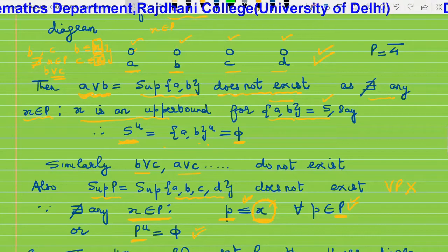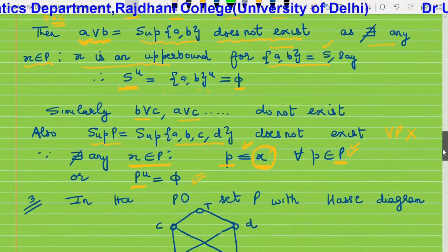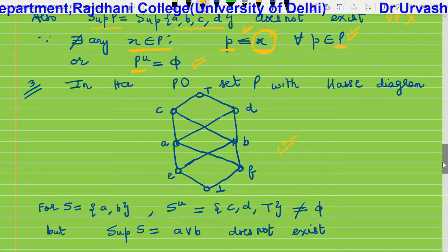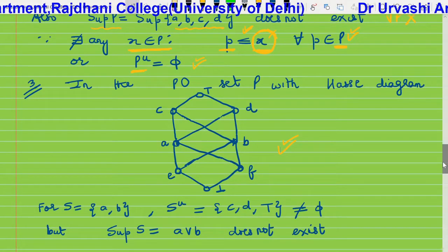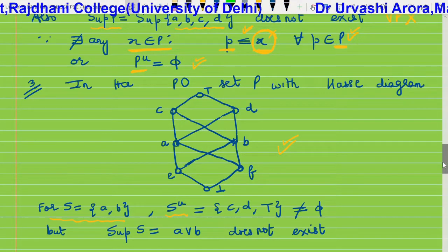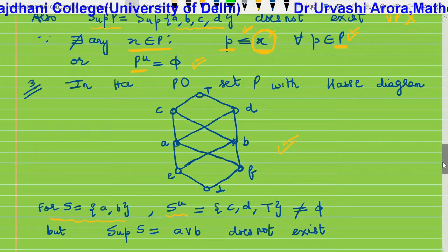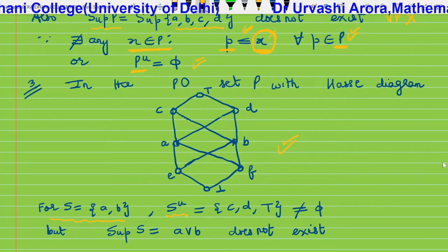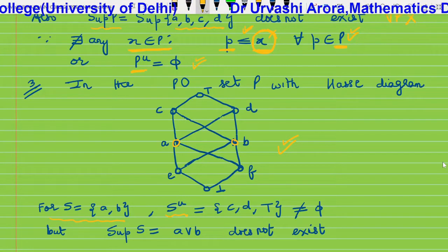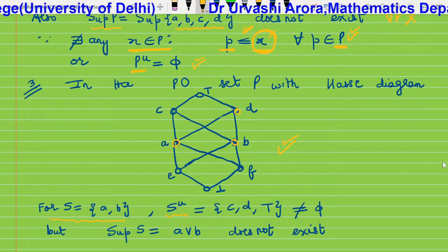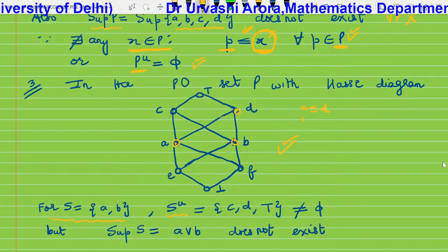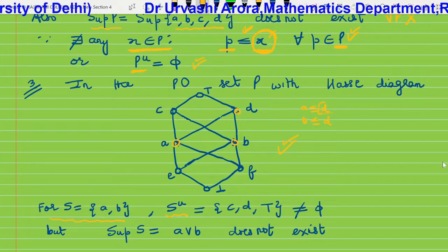So this was the second example, and now coming to the third example, we consider a PO set P with the Hasse diagram given by this. We have randomly taken a set S equal to {A, B}, and we try to find out what the upper bounds of the set S are, which consists of 2 elements A and B. Just above A and B we have D, which means that A is less than or equal to D, and B is also less than or equal to D. We can see this from the Hasse diagram.